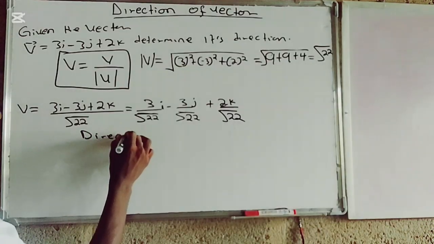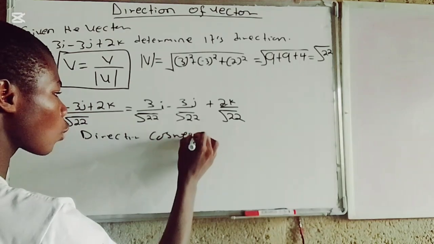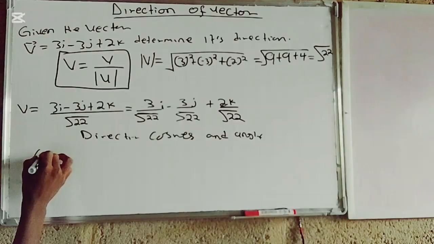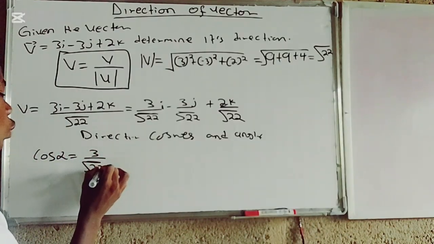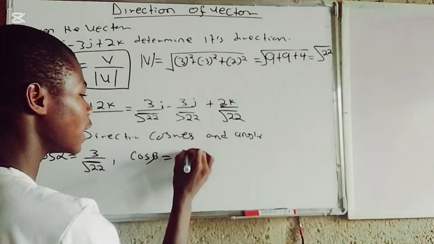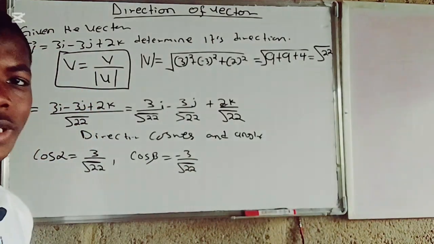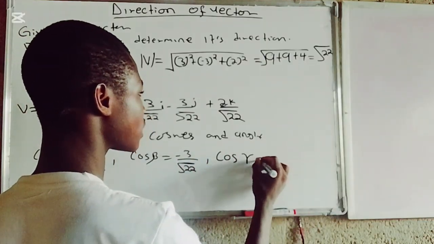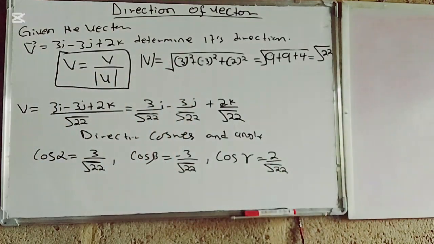If you are asked to find the direction cosines and angles: the direction cosine cos alpha is the same thing as 3 divided by root of 22, and cos beta is the same thing as negative 3 by root of 22. And therefore cos gamma is the same thing as 2 divided by root of 22. So this is the direction cosines.